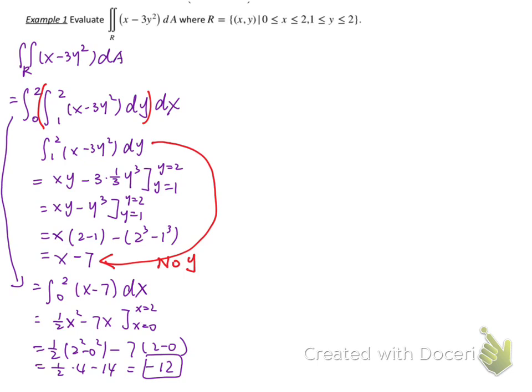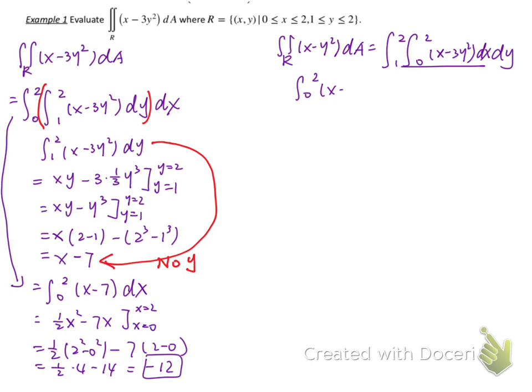Now, start over. I can also say my integral is, this time I'm going to do dx first, which means dy second. So dy later, and then I do 0 to 2 of x minus 3y squared dx. Then I do the inside part first, the inner integral. X is my variable, x squared over 2 minus 3y squared times x, where x goes from 0 to 2.